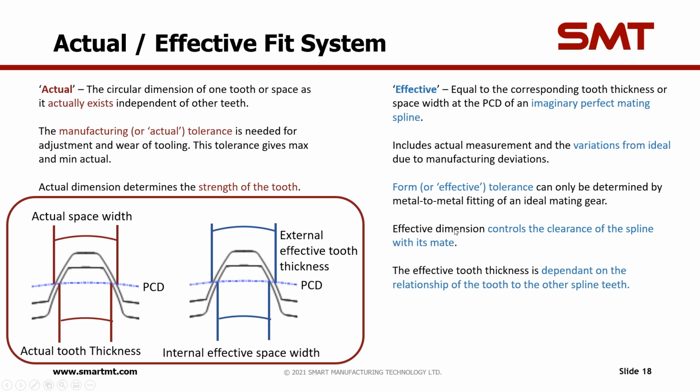Okay, so the effective dimension controls the clearance of the spline with its mate, and the effective tooth thickness, or the space width, is dependent on the relationship of the tooth to the other spline teeth as well. So they're not just independent.